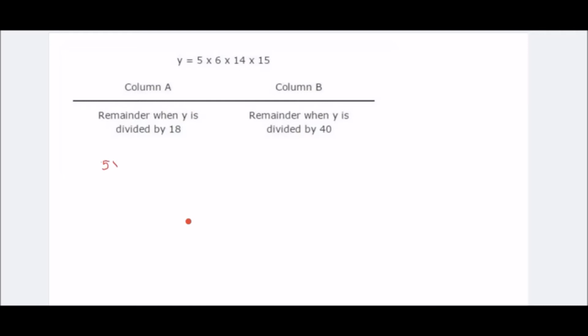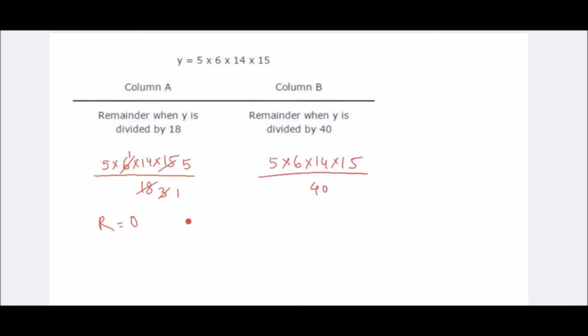We are given 5 times 6 times 14 times 15, and it is divided by 18. Now 6 times 1 and 6 times 3, right, and 3 times 1 and 3 times 5. So the number is perfectly divisible by 18, so the remainder will be 0. And see here, 5 times 6 times 14 times 15 divided by 40.